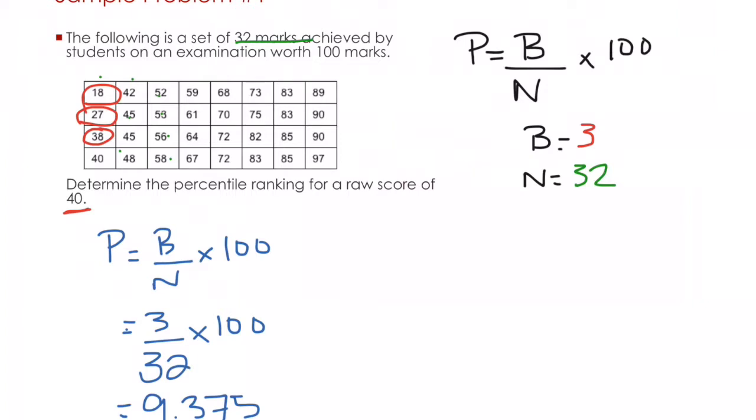Okay, and that's it for this one. So we figured out the percentile rank for a raw score of 40. So 9 is our answer there.